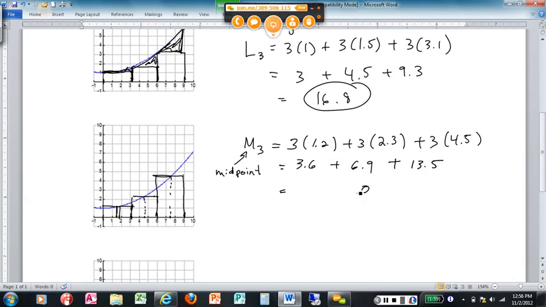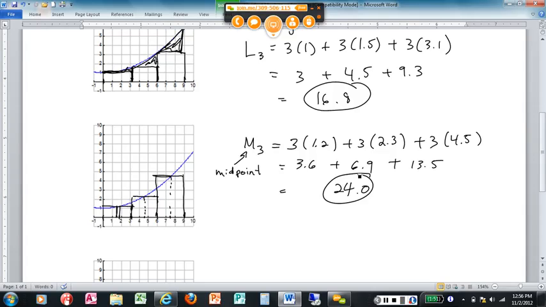So I get it to be 24. I do the adding right of my numbers: 3.6, 6.9, and 13.5. So it's right? Okay. All right. Okay, so yeah, out of those three, that's probably going to be your best estimate of those three. Of course, there are other ways we could improve upon that.